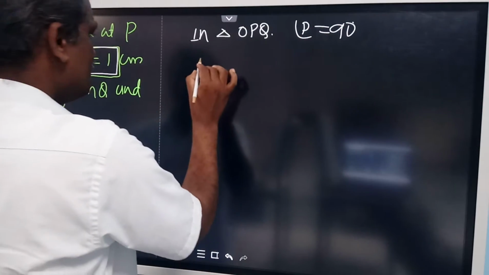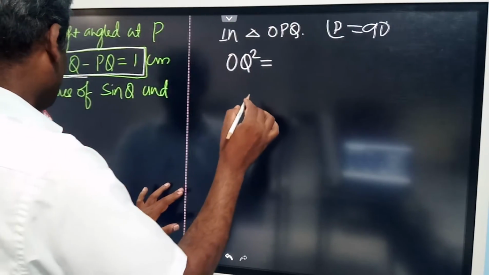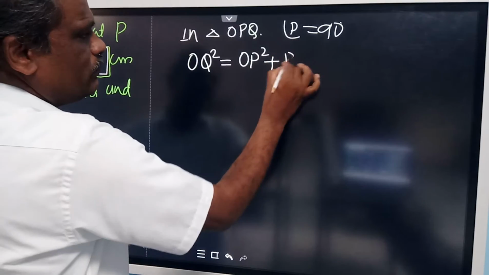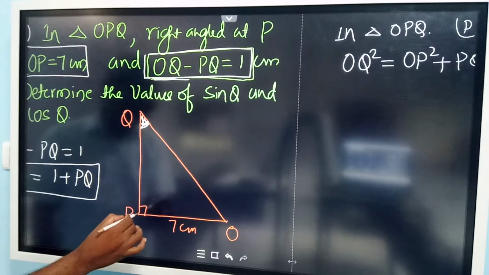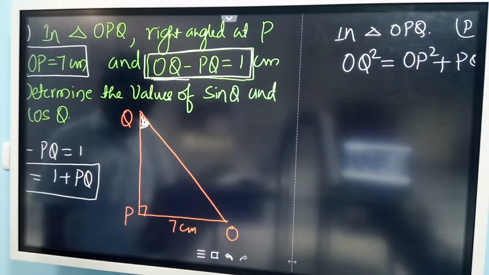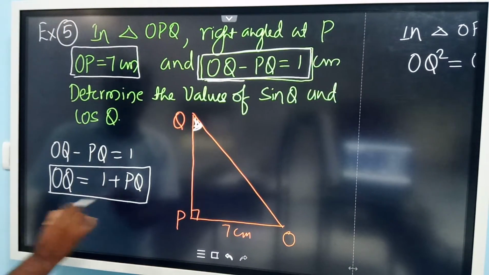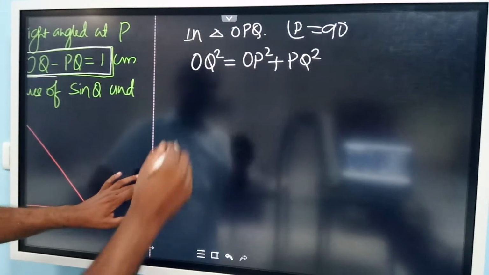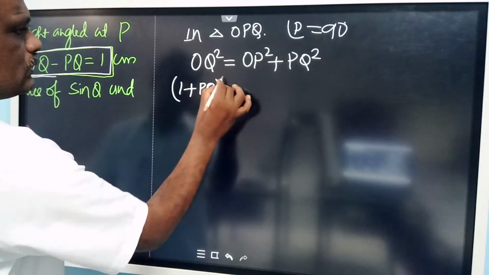By Pythagoras theorem, I can write OQ square is equal to OP square plus PQ square. Look at this diagram. OQ is the hypotenuse because this is the right angle. Now, we have OQ is equal to 1 plus PQ, so you can substitute in place of OQ: 1 plus PQ the whole square.